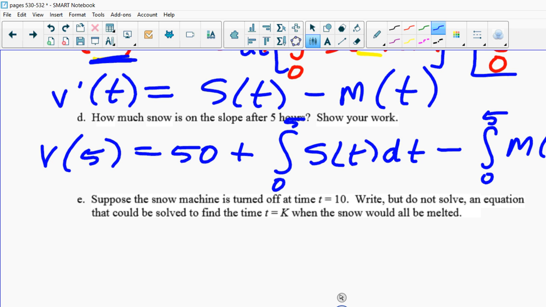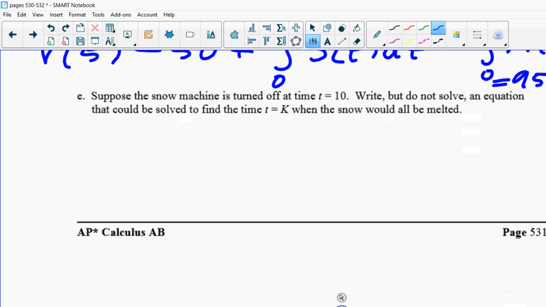Don't take the time to solve that. 95.335. That's what Sparks gets. But what's the unit going to be? Good, cubic yards. Now look at this one. We get through this one and we'll be fine.